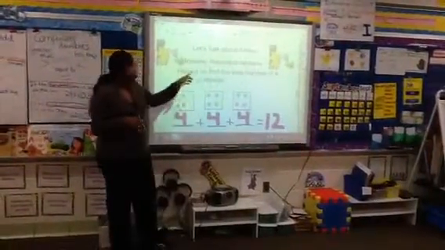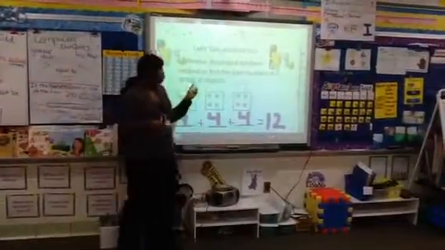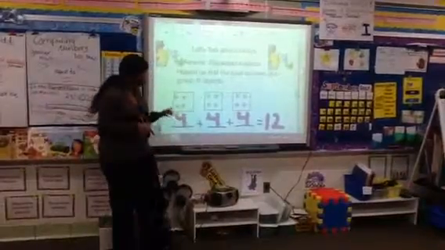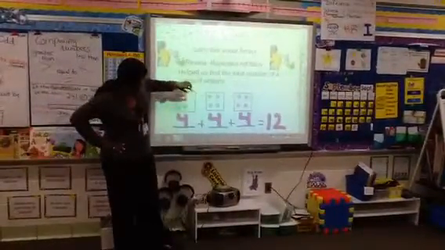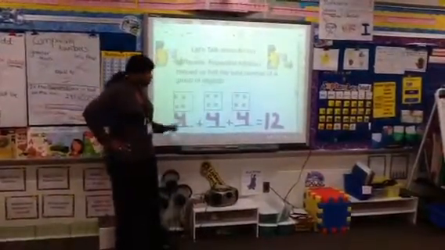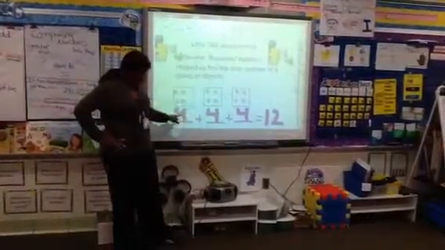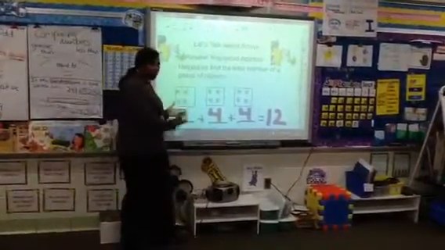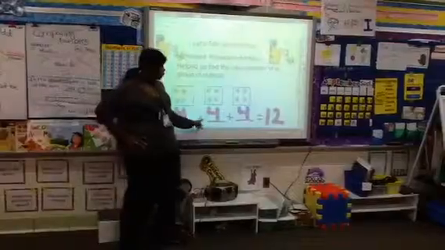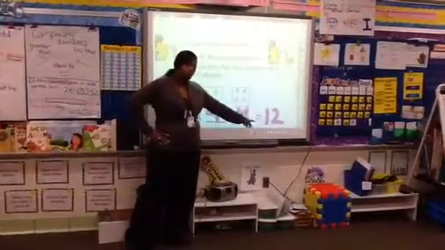So remember, repeated addition helps us find the total number of groups of objects. So down here you see Ms. Porter has groups of 4 in each one of these boxes. Now, each group of 4 for repeated addition is just the same number in each group. So we have 4 plus 4 plus 4 equals 12.